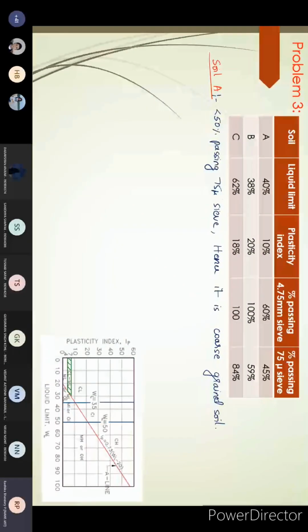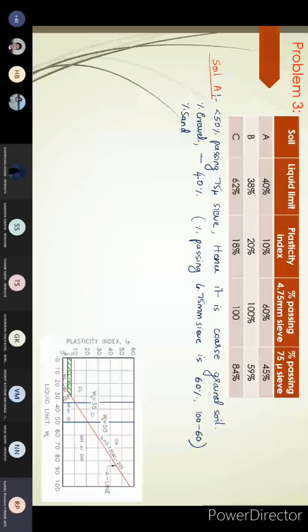So next we have to see whether it is sand or gravel. So we'll first do percentage gravel. How much is percentage gravel? Retained on the 75 micron sieve is 60% totally. So in this percentage gravel is 20% and percentage sand, so not 20, it is 40%, correct? Because percentage passing 4.75 mm sieve is 60%, right? So it will be 100 minus 60. So percentage gravel is 40%.